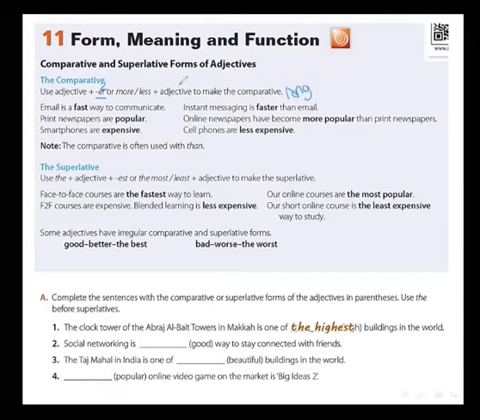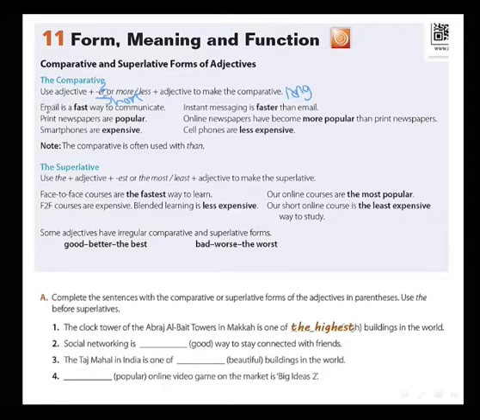Comparative, when we compare between two things or two people. We will add er when the adjective is a short adjective. Short adjective like what? Like tall, fat, fast. But we will use less or more when we use a long adjective like expensive, interesting, popular. Clear now? Excellent, my dear students.